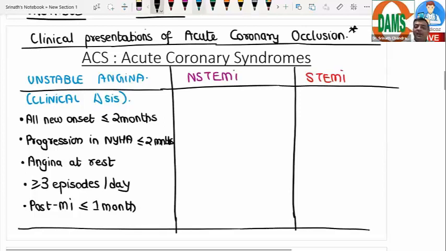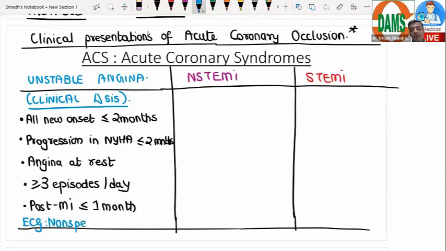In unstable angina, it is a clinical diagnosis. Here, ECG is non-specific and the troponin has to be negative because the word is angina, not infarction. Once the troponin is positive, it becomes infarction, not angina. So unstable angina is a time before the actual infarct has occurred.